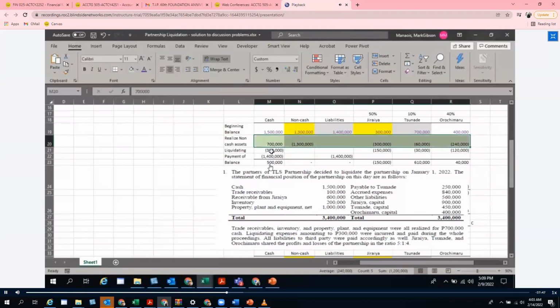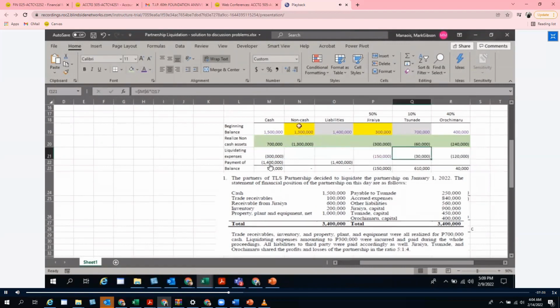Next, on the liquidating expenses, no, it's similar, it's the same. So that's 300,000 deduction to your cash, and then it will be split amongst partners. No? So that's 50% for Jairaya, 150,000, 30,000 for Tsunade, and then 120,000 for Orochimaru.